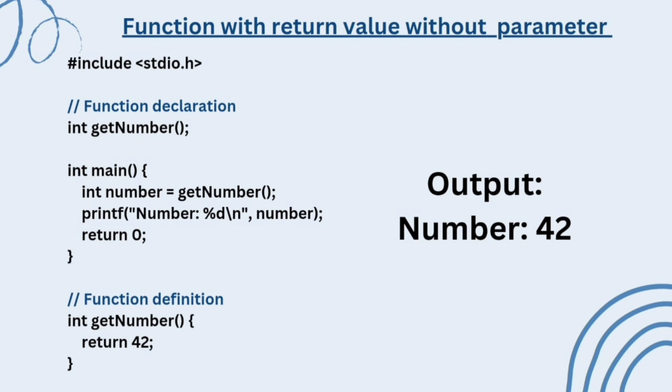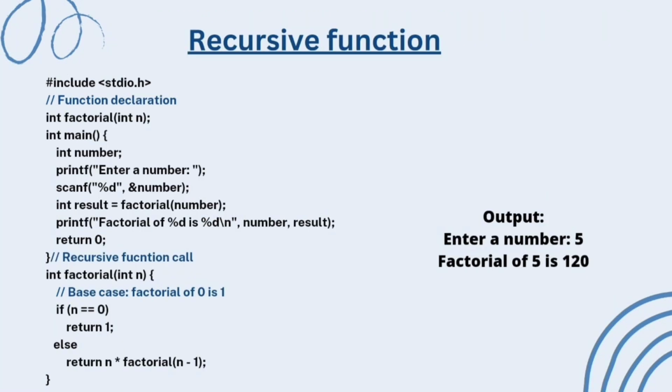Since this number has to be printed, we go to the main function and write it. In the main function, we say the number of integer data type is equal to getNumber, that is our function name. Since this has to be printed to the console, the printf statement is passed with number. Hence the output of getNumber is printed to the console, that is number is equal to 42. Thus this function works.